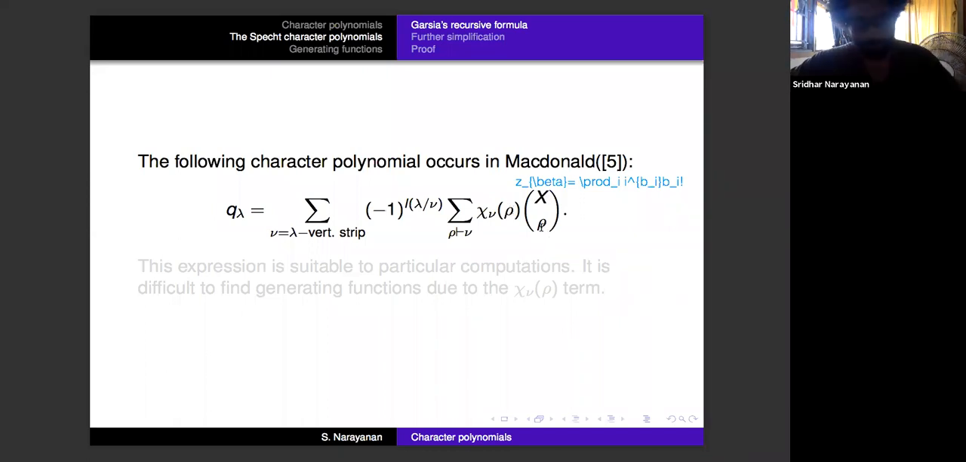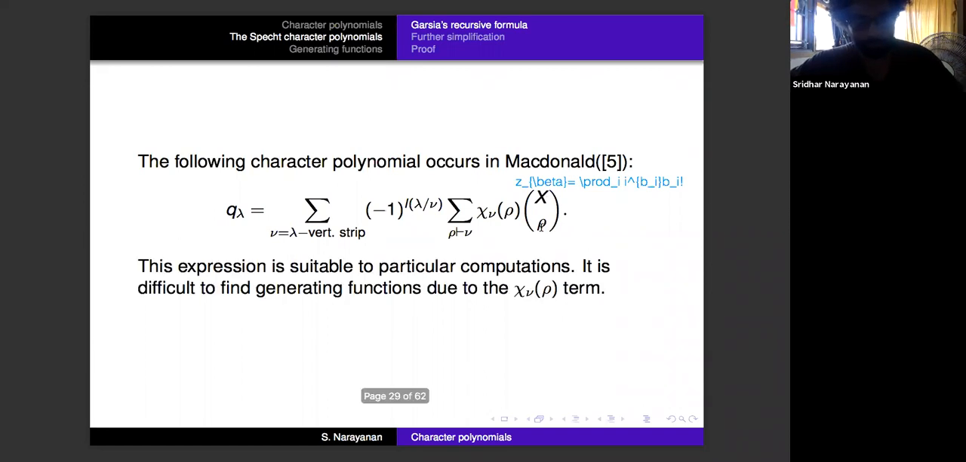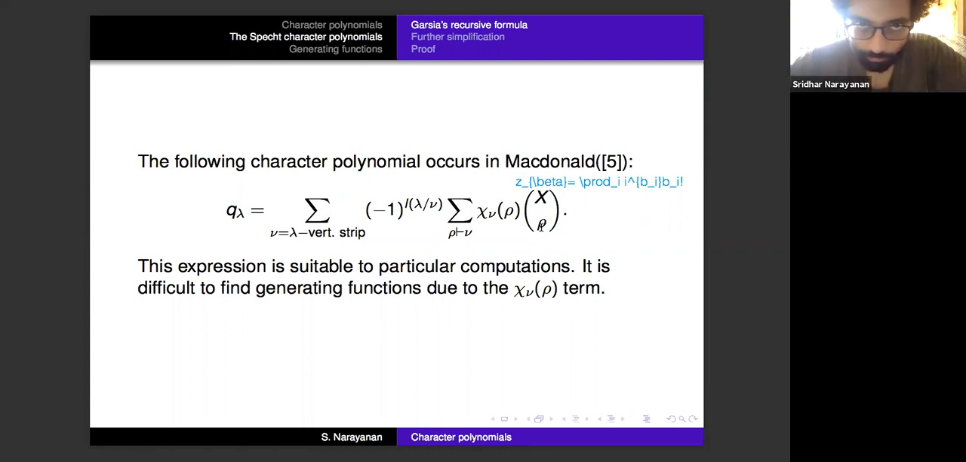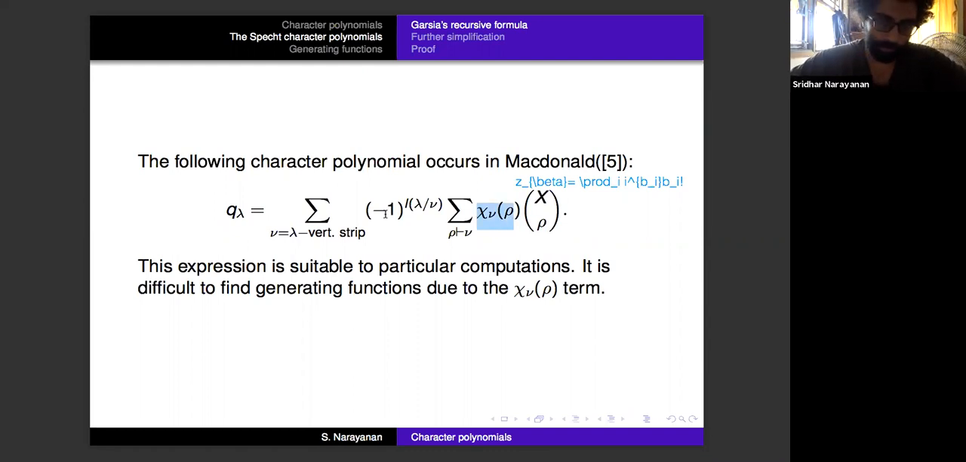This formula is convenient for working out small examples, but in general it's hard to find a generating function for it because it involves this character term. I don't know how to make a generating function out of an evaluation of some character value. Also, in general, you can't make a rule for how to remove a vertical strip, I think. It's difficult to work with this.